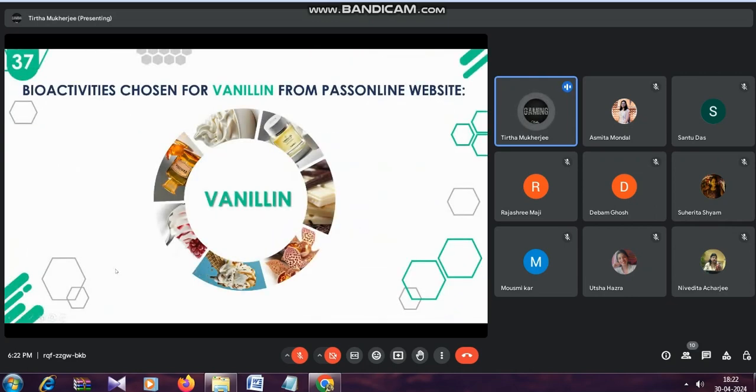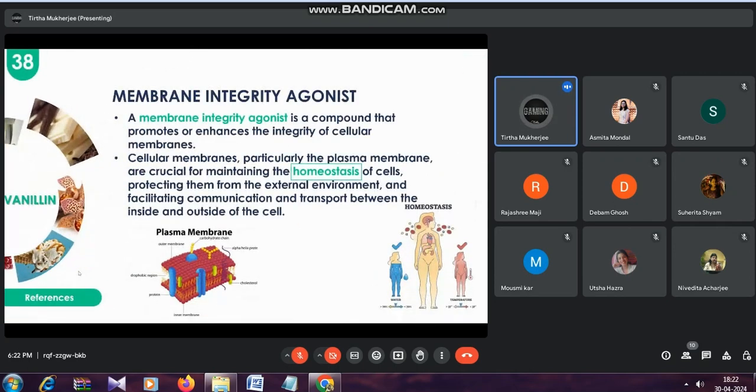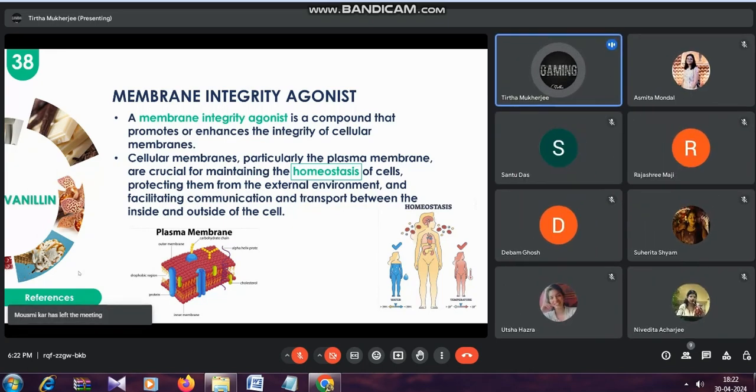Next is the bioactivities chosen for vanillin from Pass Online website. First is membrane integrity agonist. A membrane integrity agonist is a compound that promotes or enhances the integrity of cell membranes. Cell membranes, particularly the plasma membrane, are crucial for maintaining the homeostasis of cell, protecting them from the external environment and facilitating communication and transport between the inside and outside of the cell.